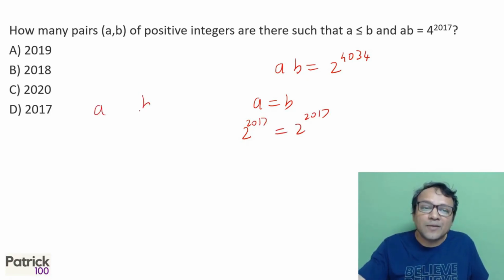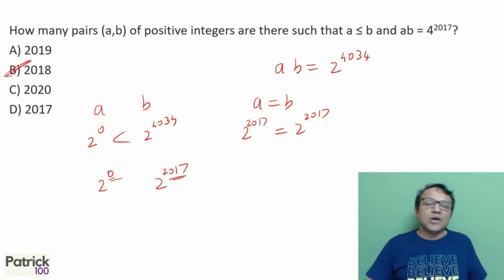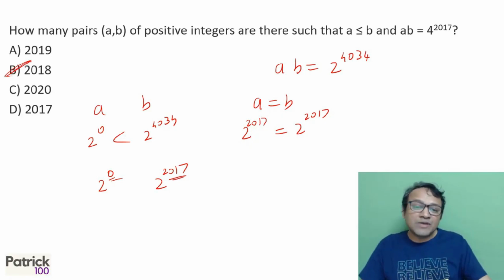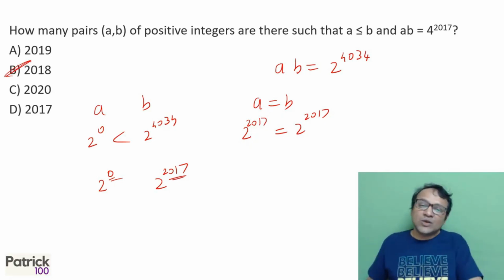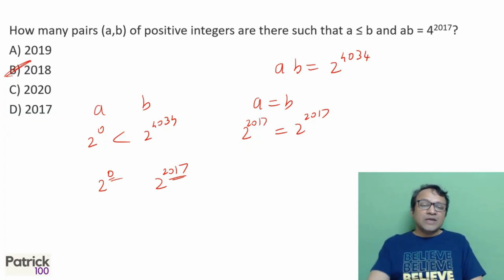And what is the smallest value of a? 2 raised to 0 and 2 raised to 4034. So that means a can vary from 2 raised to 0 to 2 raised to 2017. So 0 to 2017 is 2018 values, option B. So take the extreme cases. Equal when both are power 2017. Smallest value of a can be 2 raised to 0. So you can make out that a can vary from 2 raised to 0 to 2 raised to 2017, which is 2018 values.